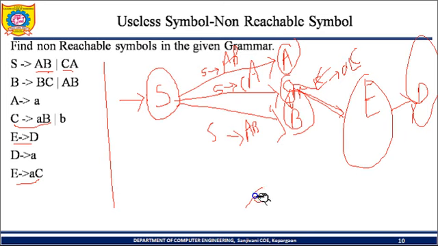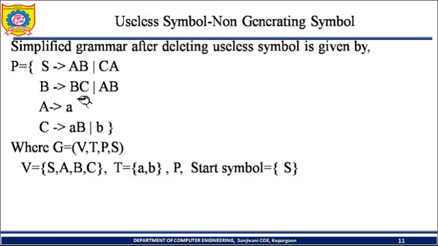So E and D are not reachable from the starting variable, and we should delete all those productions which start with E and D, as well as all those productions which contain E and D. So here you can see we need to delete this production, this production, and this production, and this will be the simplified grammar after removing the non-reachable symbols. Here S tends to AB and all these productions we have added, where G is the 4-tuple V, T, P, S, and V is nothing but S, A, B, C. T is nothing but small a, b, because terminals are shown using small letters. P is the production shown here after simplification, and the starting symbol is S.